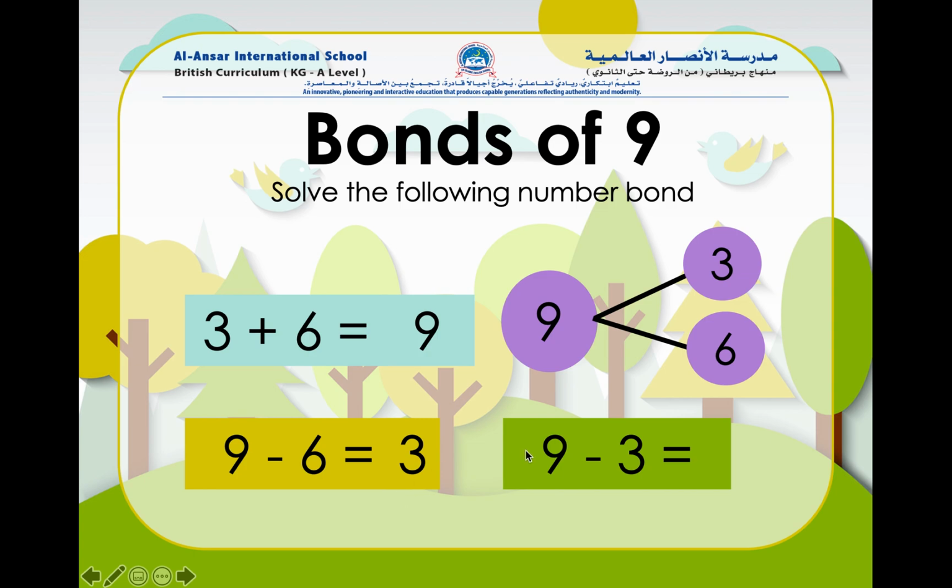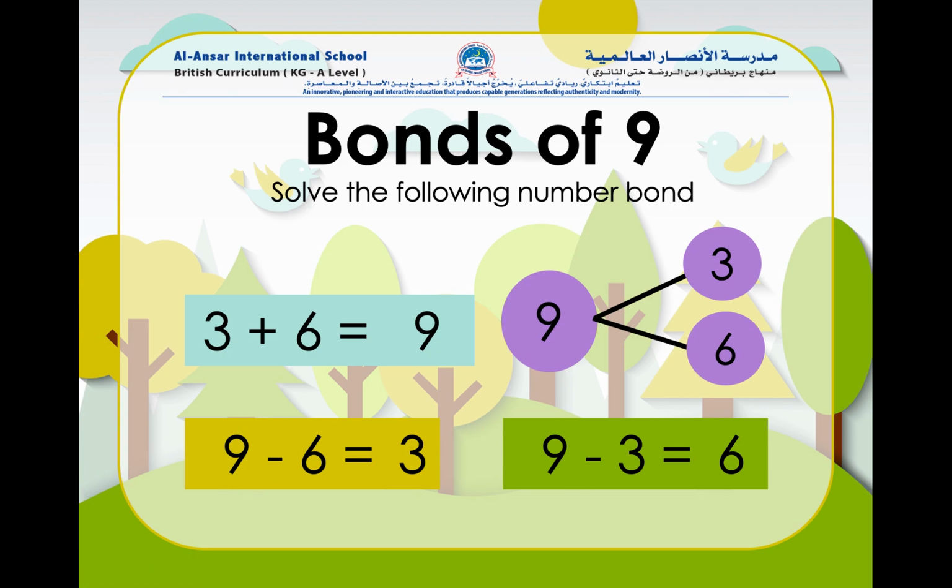And here we have 9 minus 3. 9, 3 on your fingers. 8, 7, 6. So we use the same numbers. We change the order of the numbers and we manage to get the answer. We remember when we subtract, we always start with the biggest number.